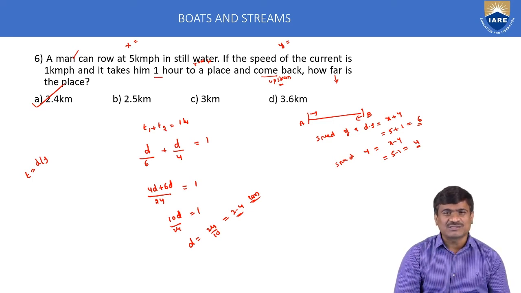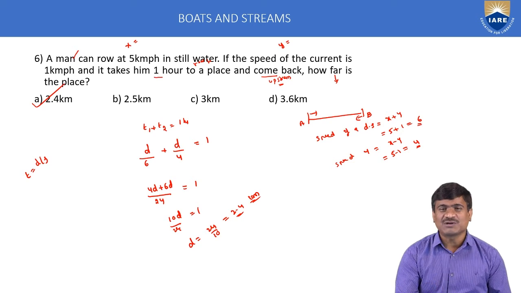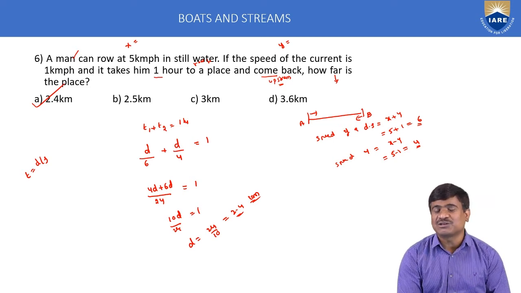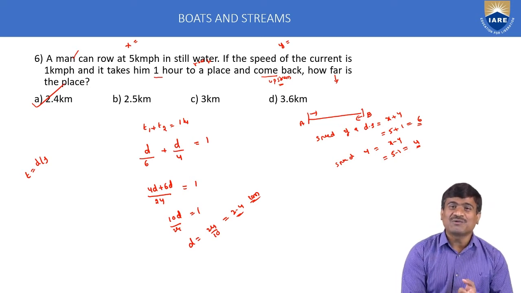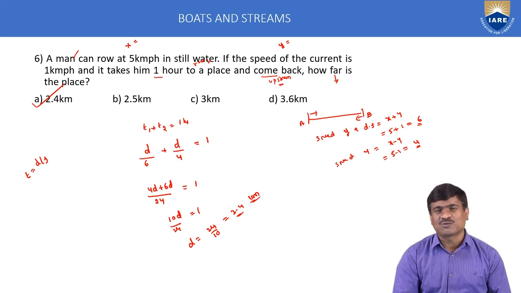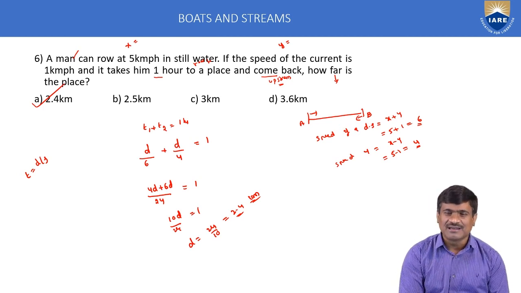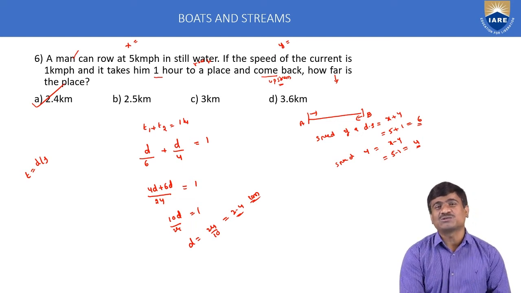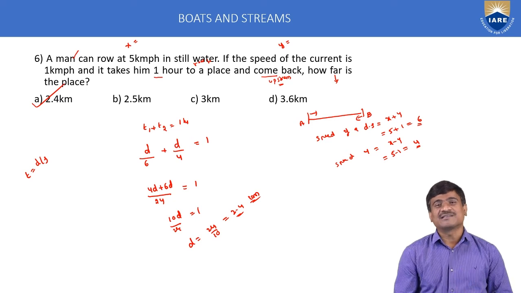When distance is constant, the relation is S1 T1 is equal to S2 T2. Otherwise, a total time is given. Total time indicated T1 plus T2 is equal to 1 hour, where T1 is called downstream time and T2 is called upstream time. Downstream time plus upstream time is equal to 1 hour. In that equation, calculate only D. D is 2.4 kilometers, that is constant. Downstream distance is equal to upstream distance is equal to 2.4 kilometers. Therefore, answer is option A.